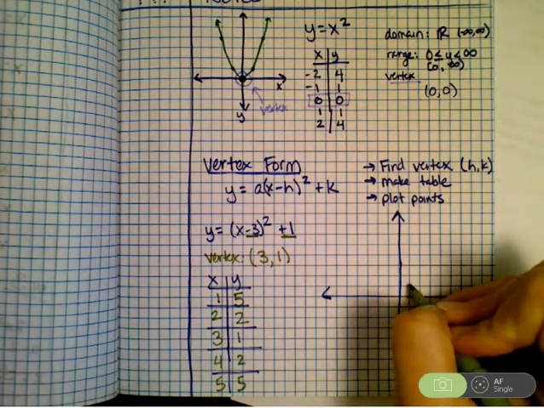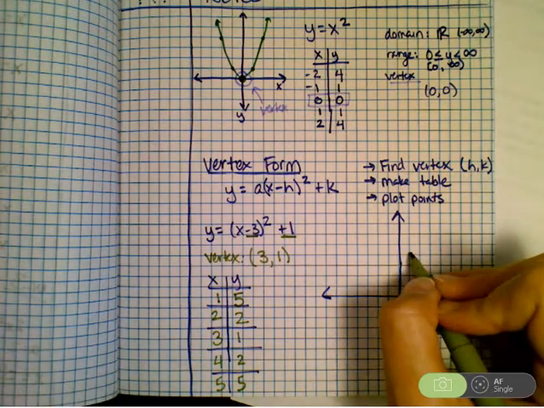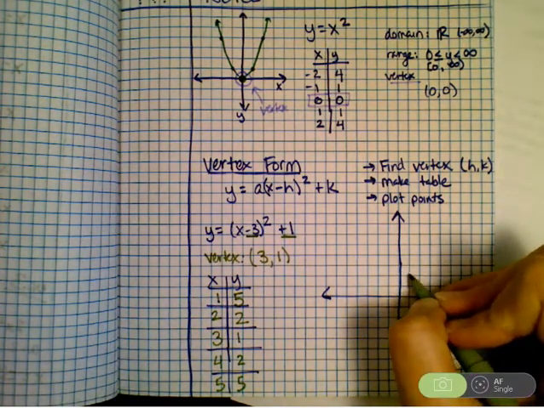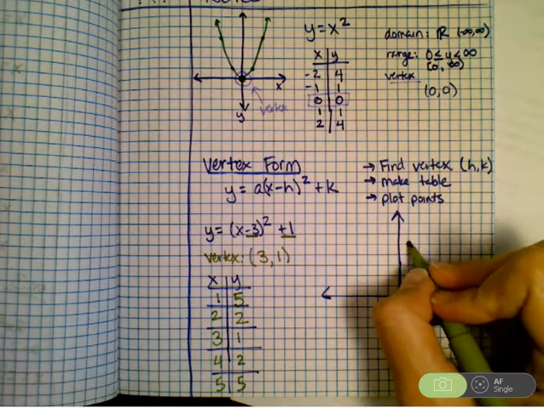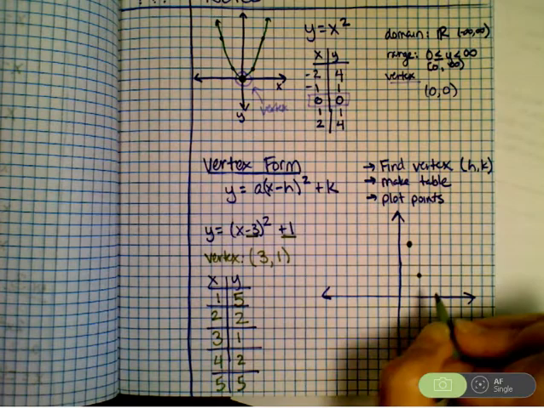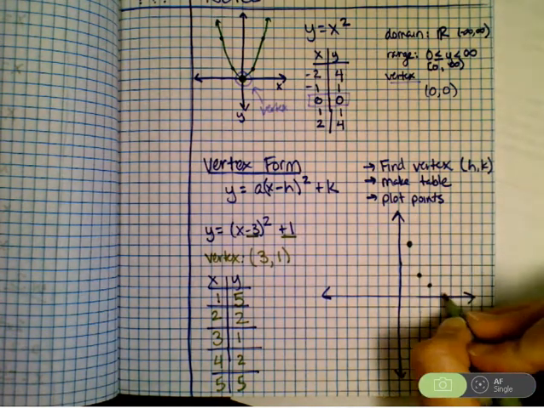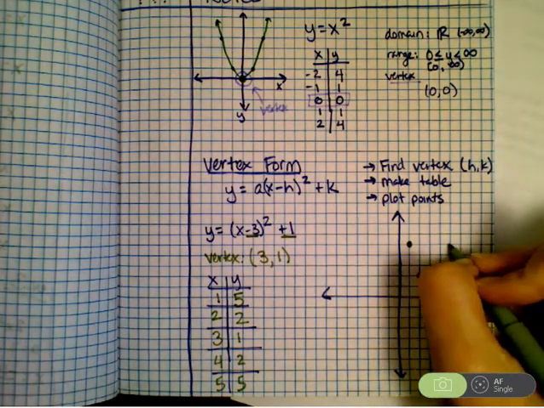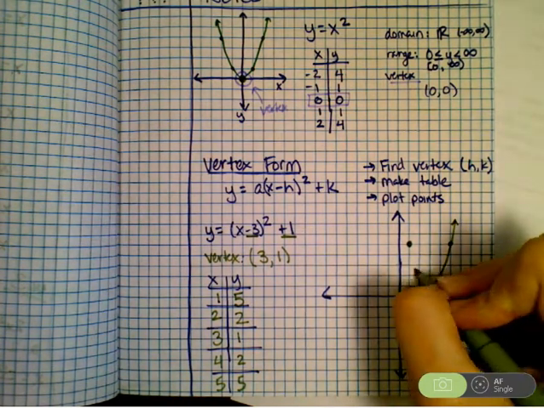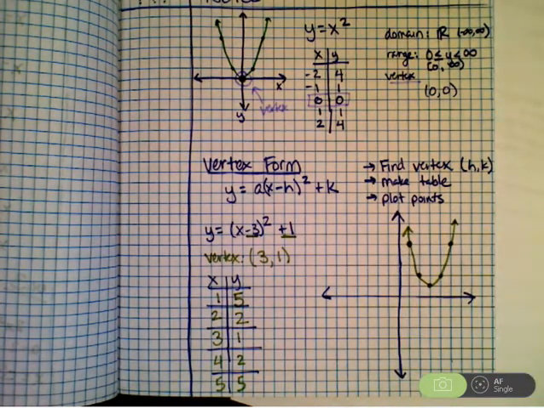So my first point is 1 and 5. Then I have 2 and 2. Then I have 3 and 1. Then I have 4 and 2. Then I have 5 and 5. And I can connect my points with a nice curve, and I've got a beautiful graph of my quadratic.